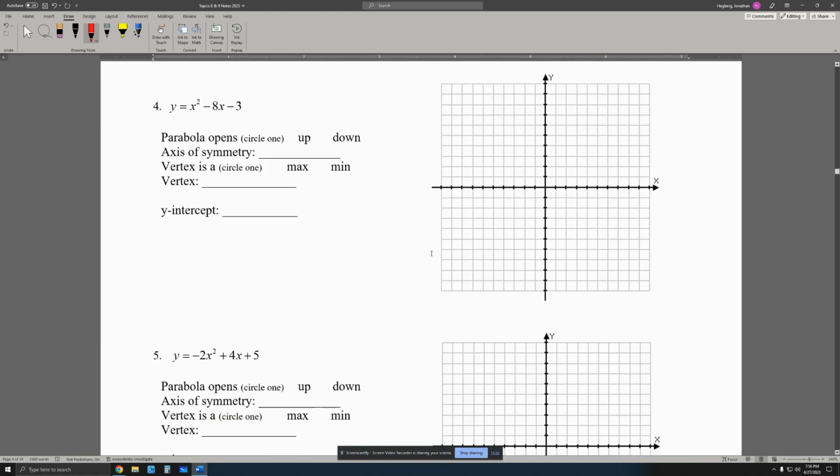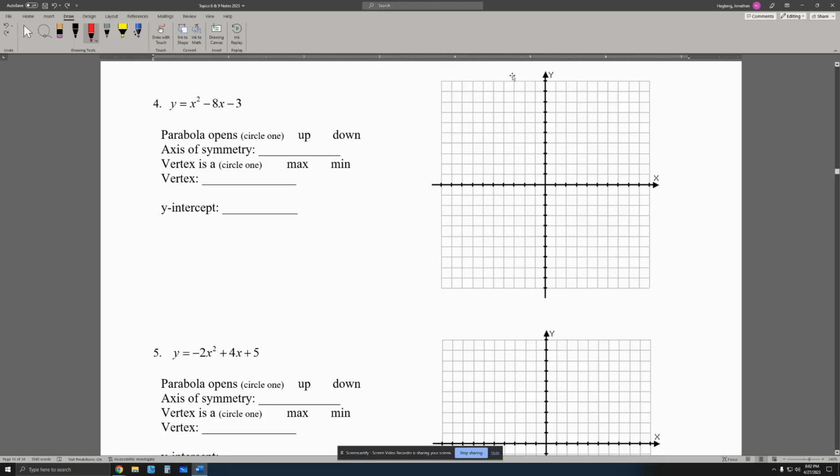All right, flip the page, we got a couple more for today. y equals x squared minus 8x minus 3. First things first, this parabola opens upward because our leading coefficient is positive. Axis of symmetry, negative b over 2a. So we have negative negative 8 over 2 times 1. This is equal to 8 over 2, or 4. So the axis of symmetry is x equals 4.